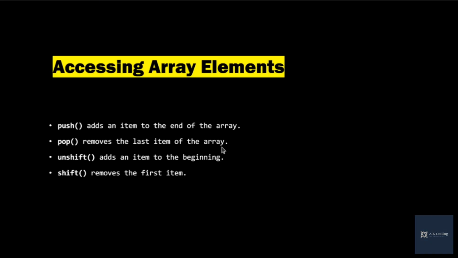So let's talk about accessing array elements. We can work with array elements using array methods. There are push, pop, unshift, and shift. These are the main array methods. The first one is push, which adds an item to the end of the array.